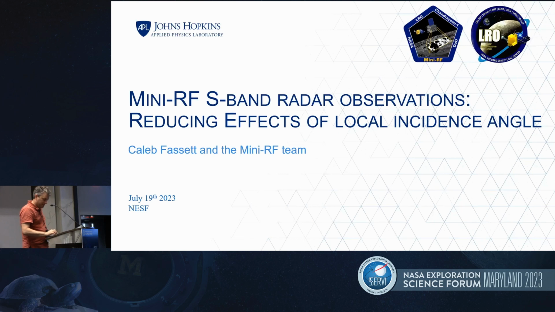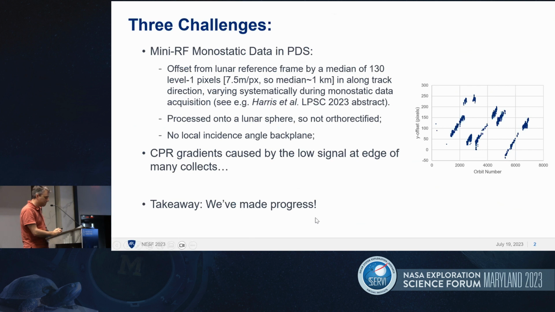Well, thanks for sticking this out, and it's a pleasure to talk to you about this project I've been working on with a number of people on the Mini RF team to take into account the incidence angle of the observation on the data. So, as many of you probably heard yesterday, Mini RF is a radar that is flown on the Lunar Reconnaissance Orbiter.